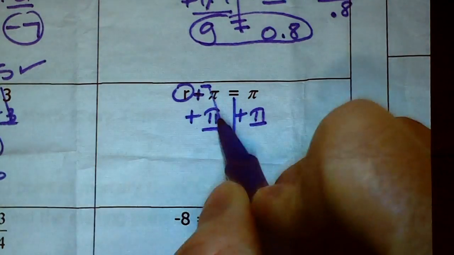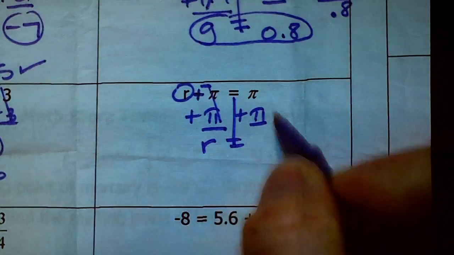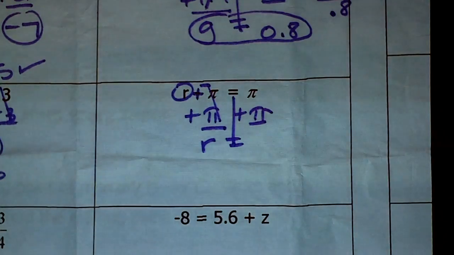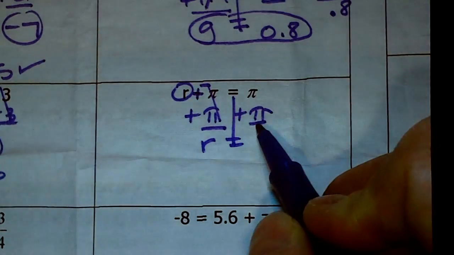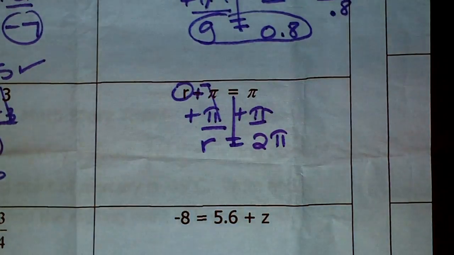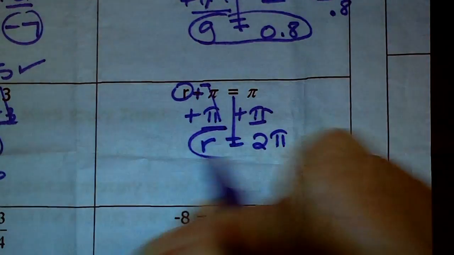So -pi plus pi gone, and r equals... I have pi plus another pi, and think about the algebra blocks like this. When I had x plus x, I didn't have x squared, I had 2x. So if I have pi plus pi, I don't have pi squared, it's not multiplication. I have 2 pi. So r equals 2 pi.